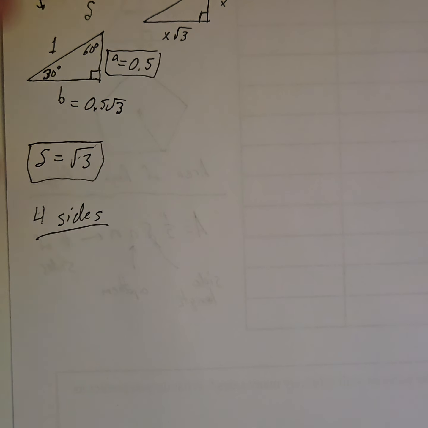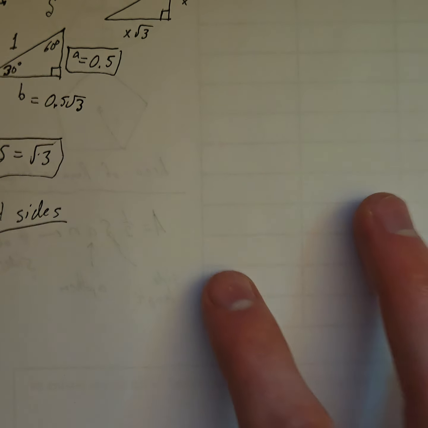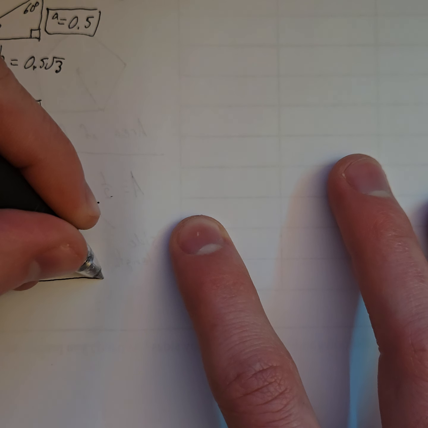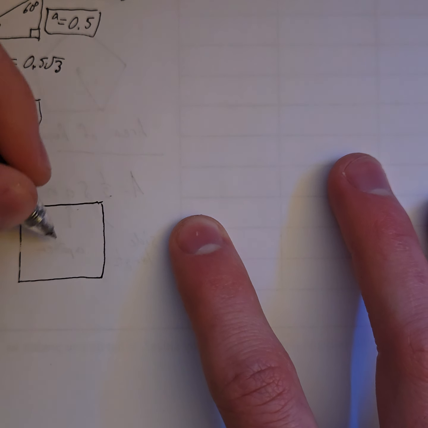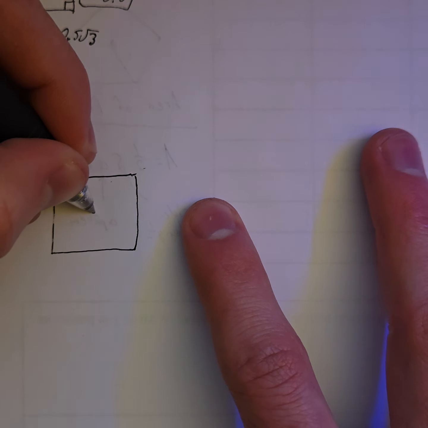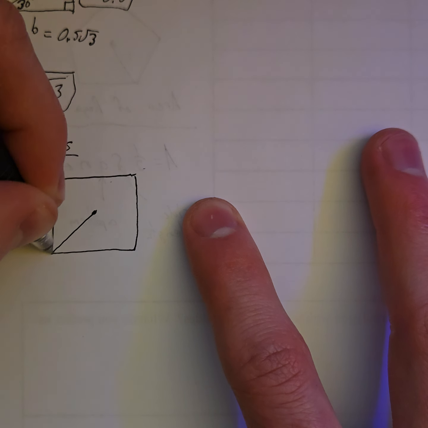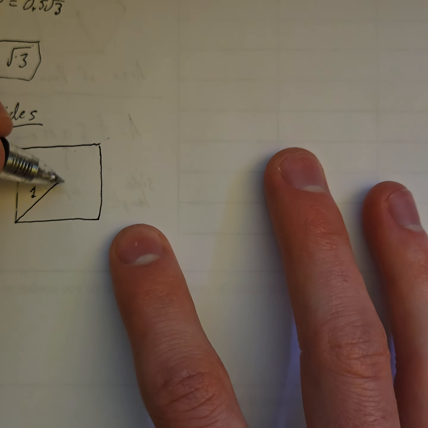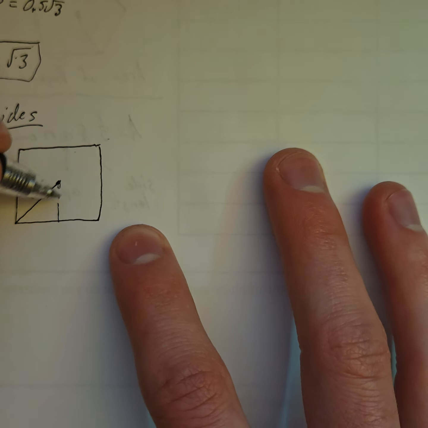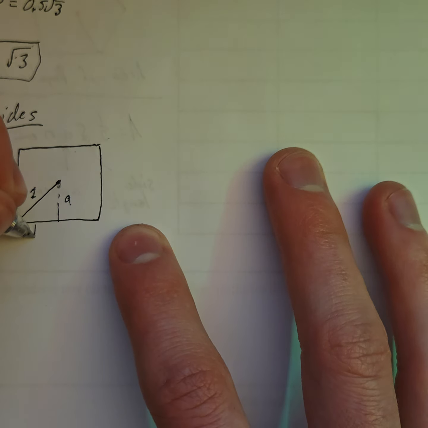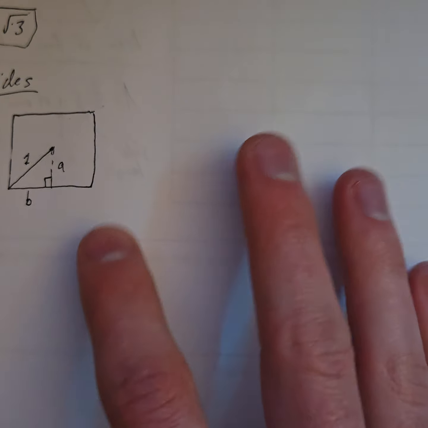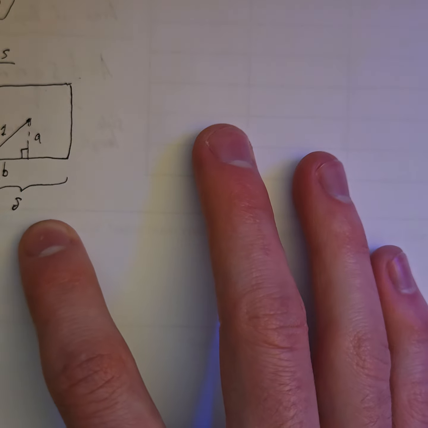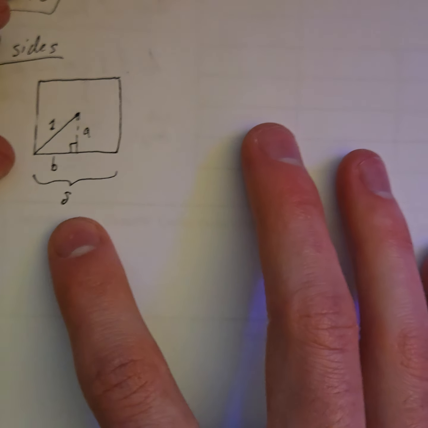Okay, and a 4-sided regular polygon, that's just a square. So if we want to draw a square, and our radius is going to be 1. So from the center to this side, that radius is 1. Okay, let's label up A and B. So here's A, here's B, and we need to find S as well. Okay, so that's going to be S.